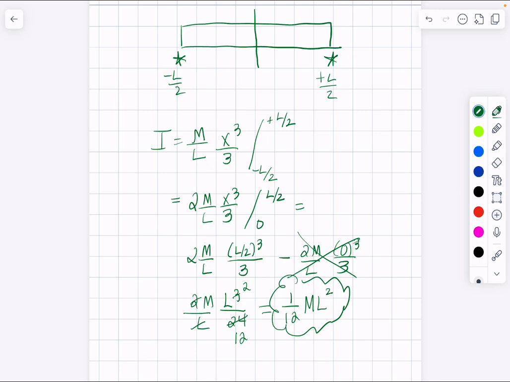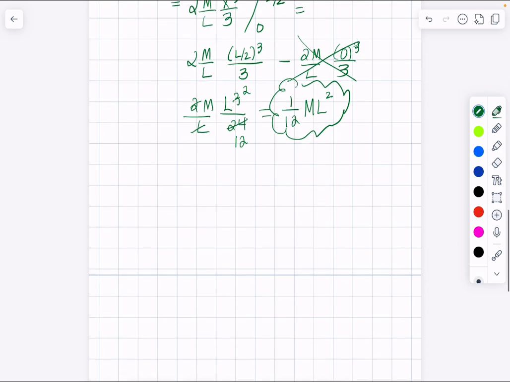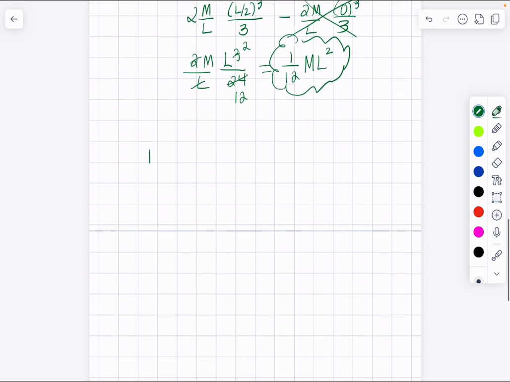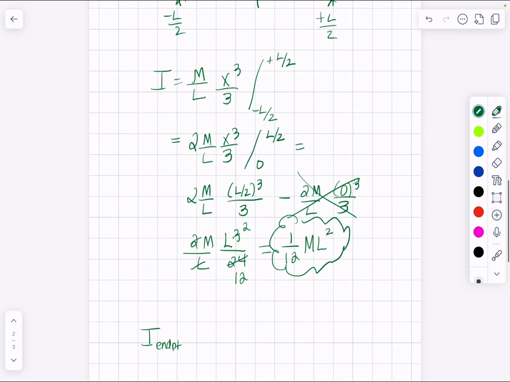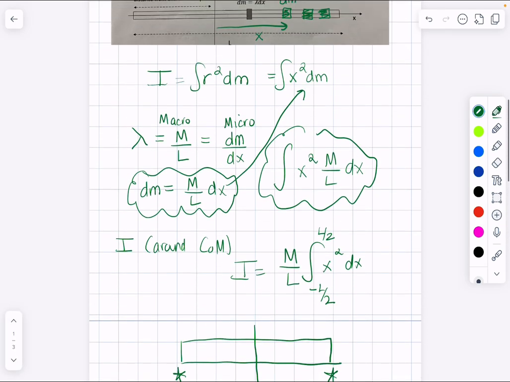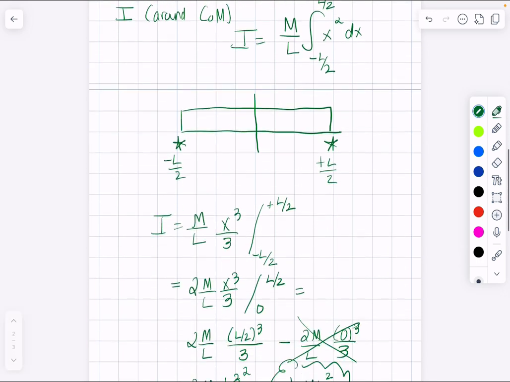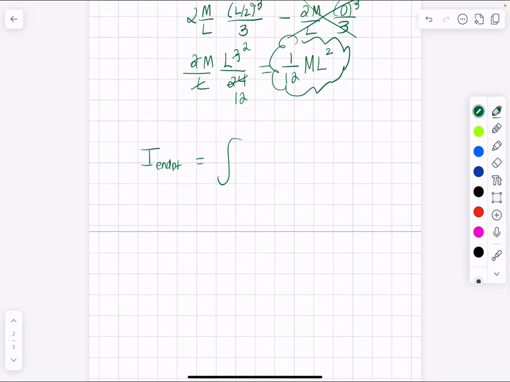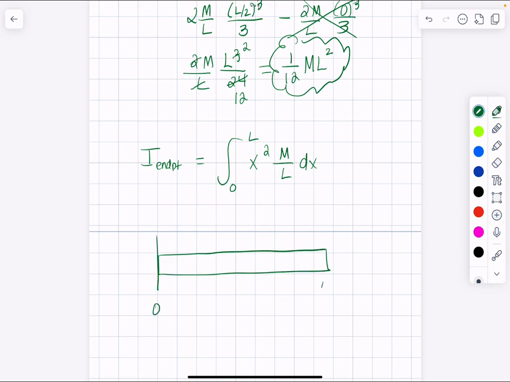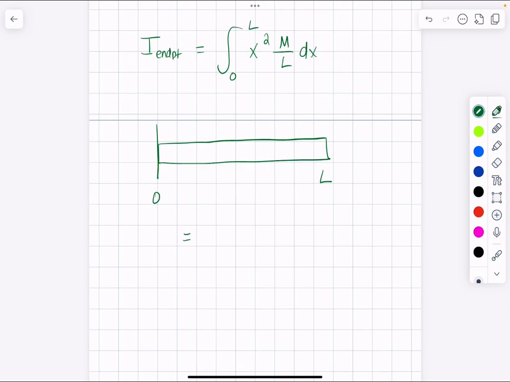Okay, now if I do the rod around its endpoint, I'm going to do the exact same thing, except I am going to integrate differently. So if I'm doing the I around its endpoint, we're going to do the exact same math. So I'm going to go back and pull the math that I have here. I'm going to have the integral of x squared m over L times dx. But now I'm going to integrate from 0 to L because now what you've got is a distance. So here I'm going from 0 to L. The only thing that's changing are the limits.